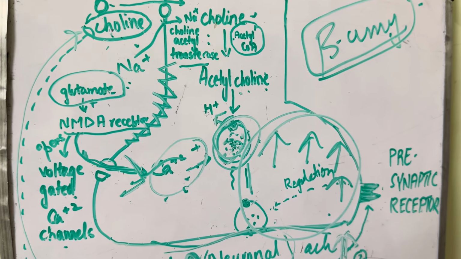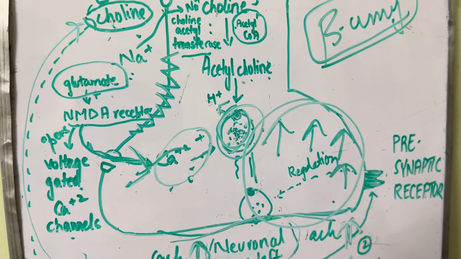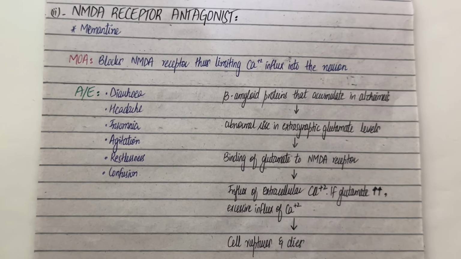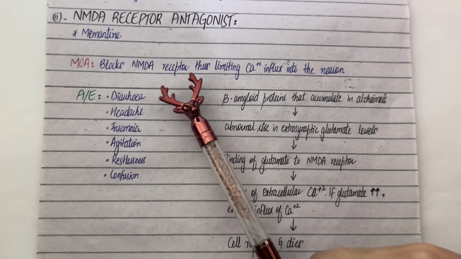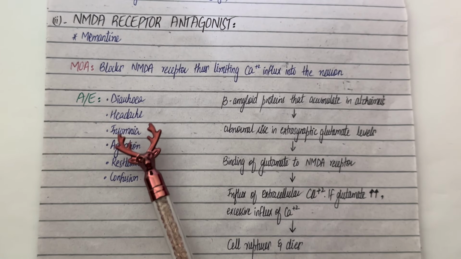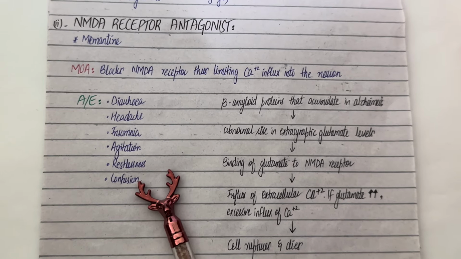So in order to prevent this cell rupture and apoptosis, NMDA receptor antagonists are given. The drug included in this class is memantine. The adverse effects are diarrhea, headache, insomnia, agitation, restlessness, confusion.